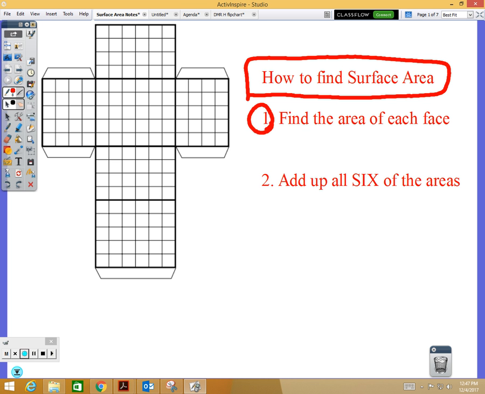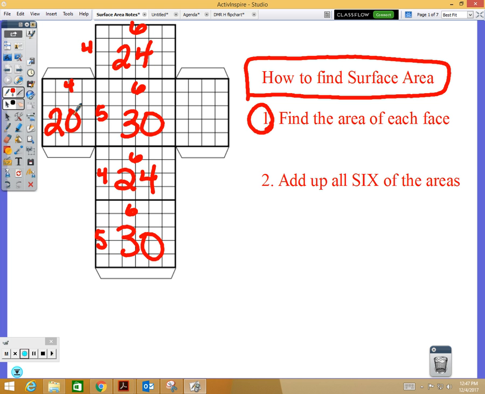So since each face is a rectangle, to find the area of a rectangle, it is length times width. So when they have boxes like this for you, like this side is 4 and this side is 6, we would do 4 times 6 to get 24. And this one is 5 and 6, so that'd be 30. This one is 4 and 6, so 24. 5 and 6, so 30. This one is 4 and 5, so 20. This one is 4 and 5, so 20. So find the area of each face.